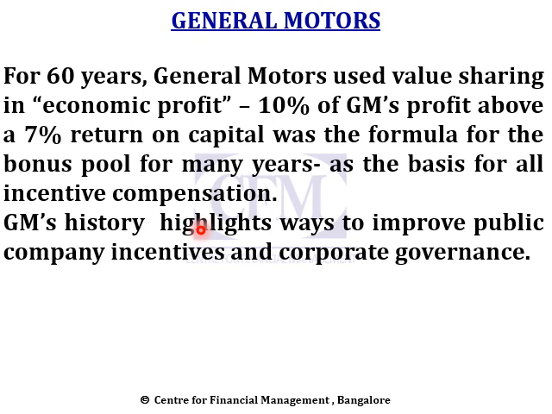General Motors' history highlights ways to improve public company incentives and corporate governance. By the way, economic profit is almost identical to EVA or residual income. It must be emphasized that General Motors had the best performance management system for several decades, and it was the largest and the most profitable organization in the world for several decades. Perhaps this discipline was lost in the 1980s, and General Motors has been facing a lot of problems since then.